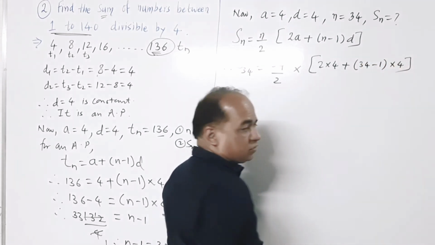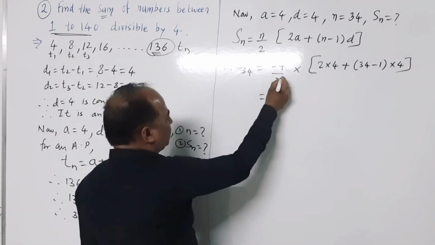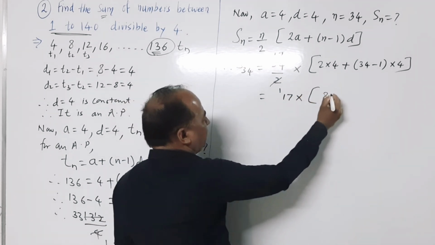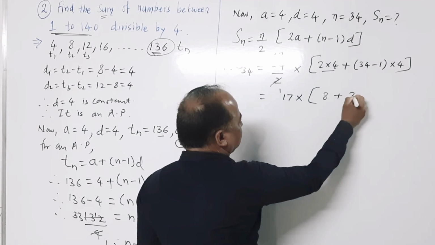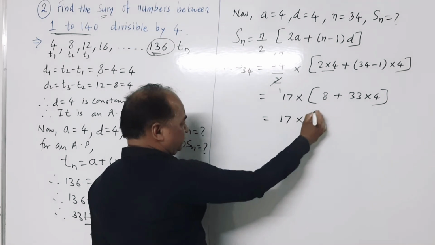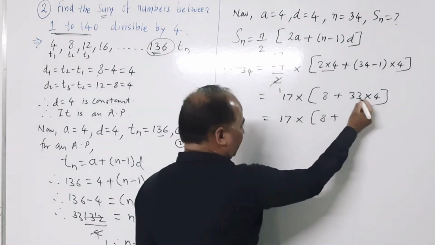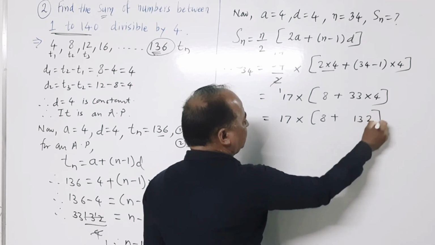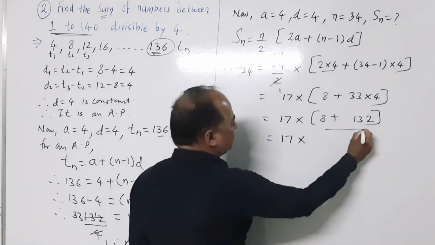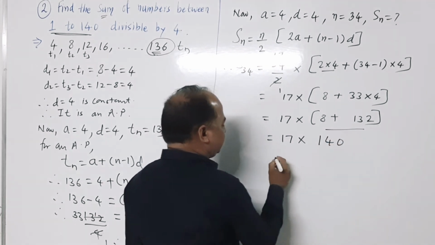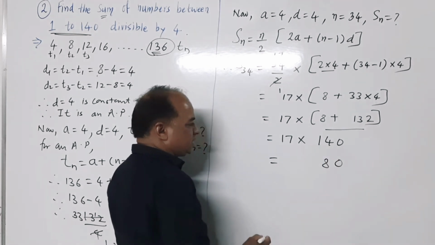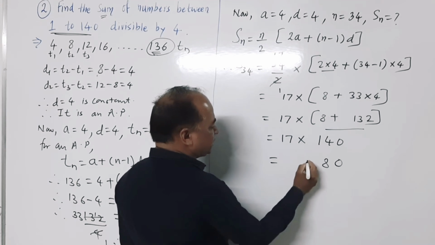Therefore, S34 is equal to 17 into 2 times 4, that is 8, plus 33 into 4. Therefore, 17 into 8 plus 4 threes are 12, 132, plus 8 is equal to 140. So 17 into 140: 17 zeros are 0, 17 fours are 68, 6 carry, 17 ones are 17 plus 6 is 23.